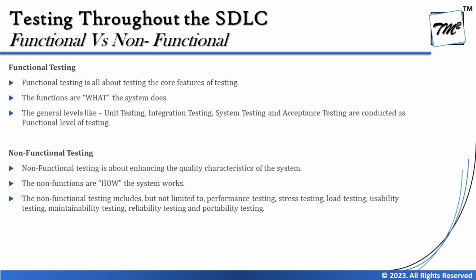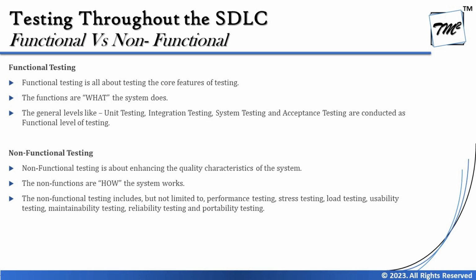The word "what" means the base features, the core functionalities of the product, without which it is not at all an application. That is what I call the functionality of the product, and testing that is called functional testing. Some of the common and very standard functional levels are unit, integration, system, and acceptance. And as a sub-part of that, you have component integration and system integration.